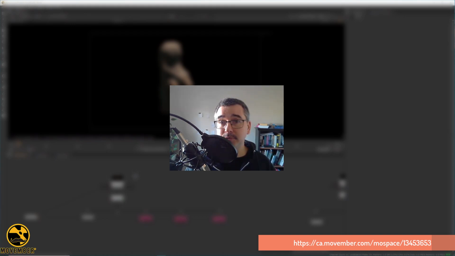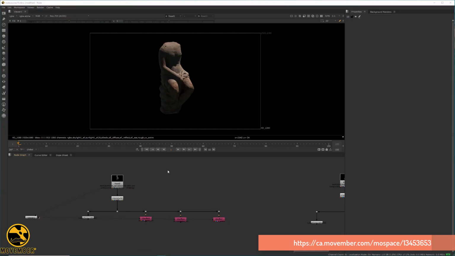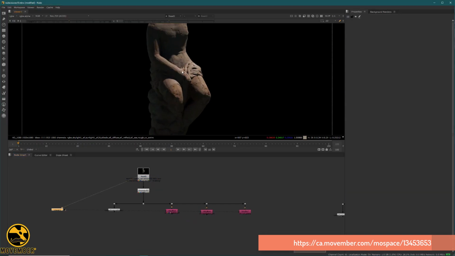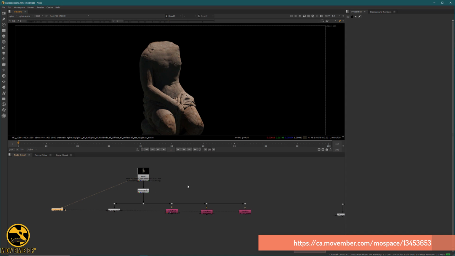Today we are talking a bit about CG, and specifically CG lighting. In CG you receive a lot of passes, but today I want to talk about the light.